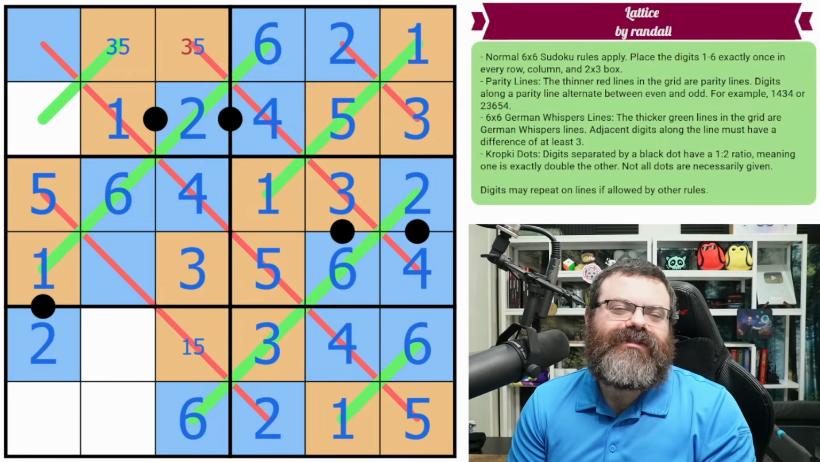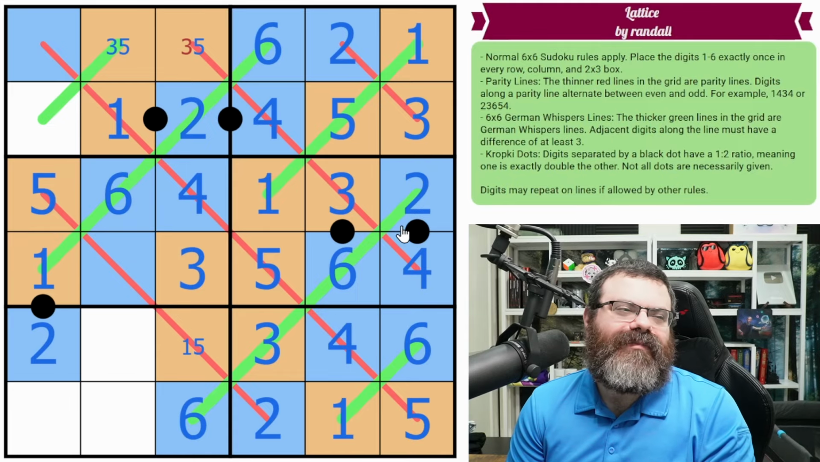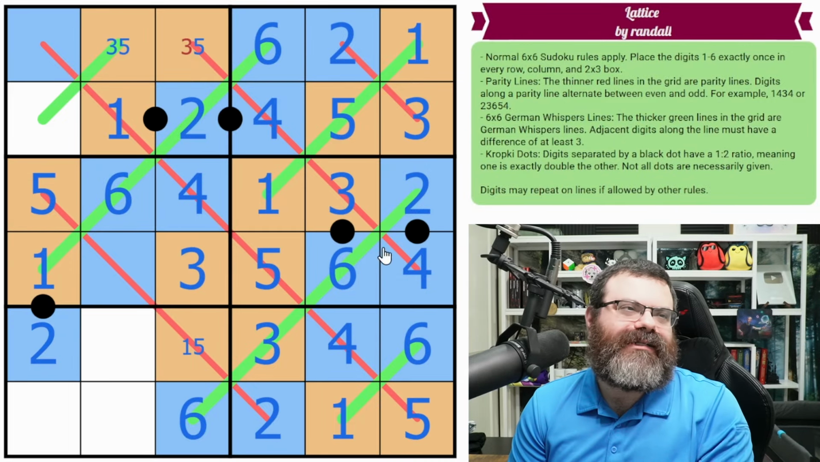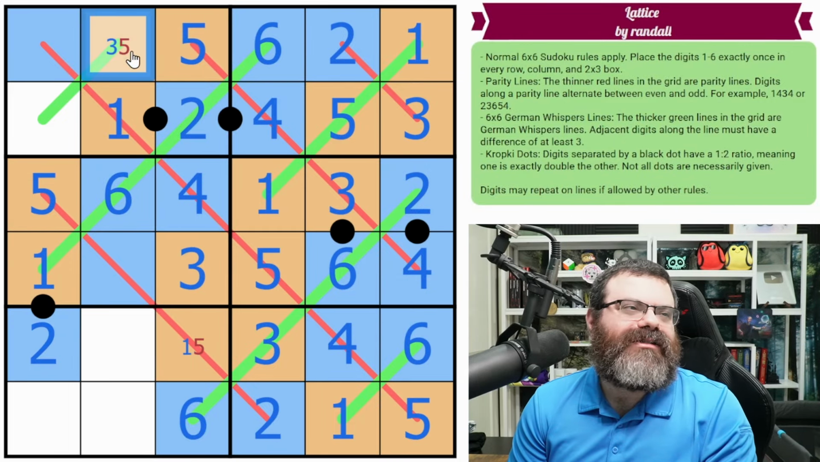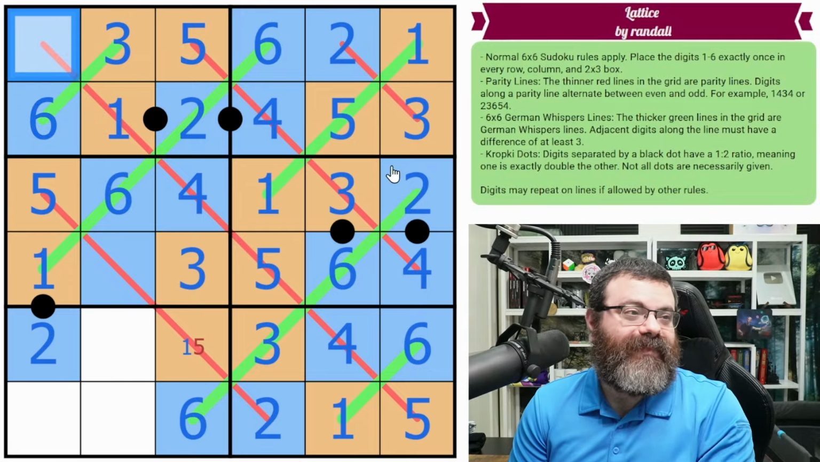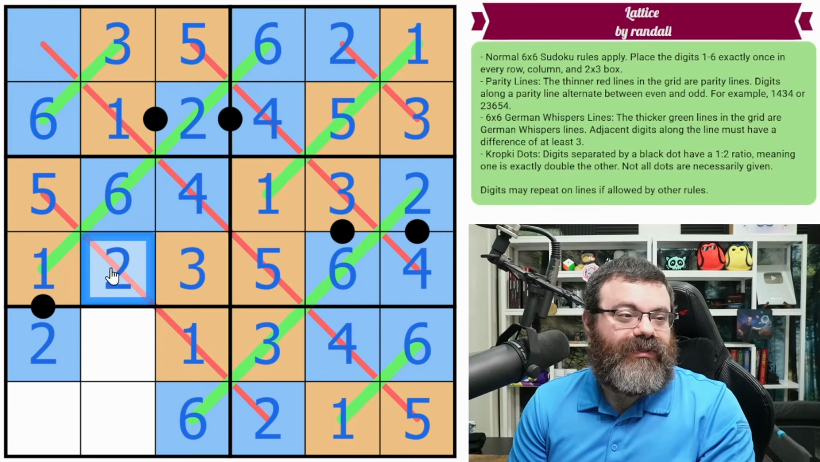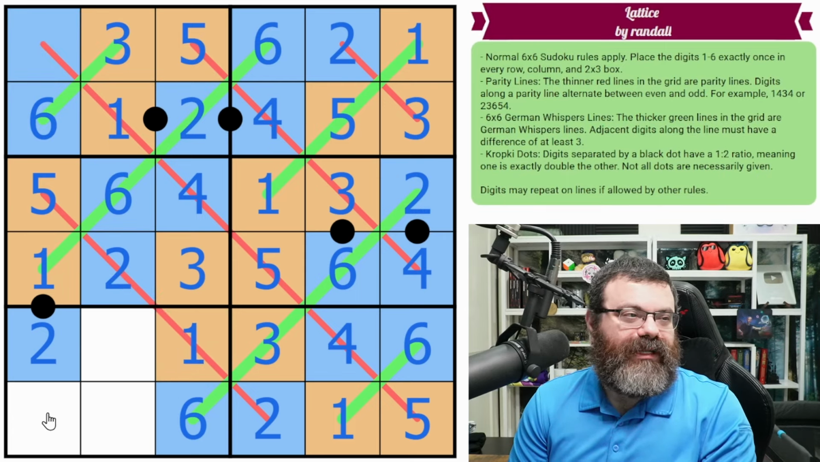I suppose one thing which we may have been able to use, I'm not sure, I never used it, is that a black dot always contains at least one even number, because the low digit gets doubled to the high digit. When you double a digit, it's always going to be even. This is 5, this is 3. 3 has to go with 6 on a German whisper line. It's the only thing that's 3 away. This is a 1. This is a 2, just by Sudoku.